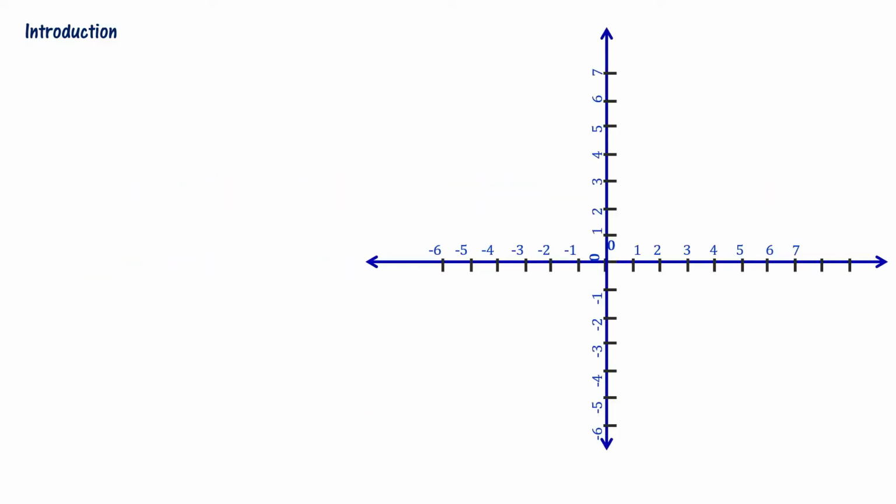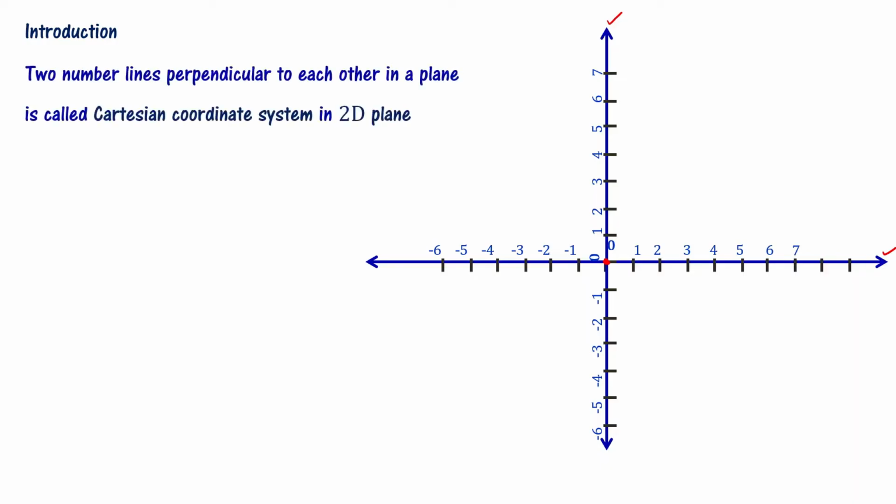Okay, let's understand about that. You have two number lines, right? This is number line 1 and this is number line 2, and they are perpendicular to each other, right? Two number lines perpendicular to each other in a plane is called a Cartesian coordinate system in 2D plane.